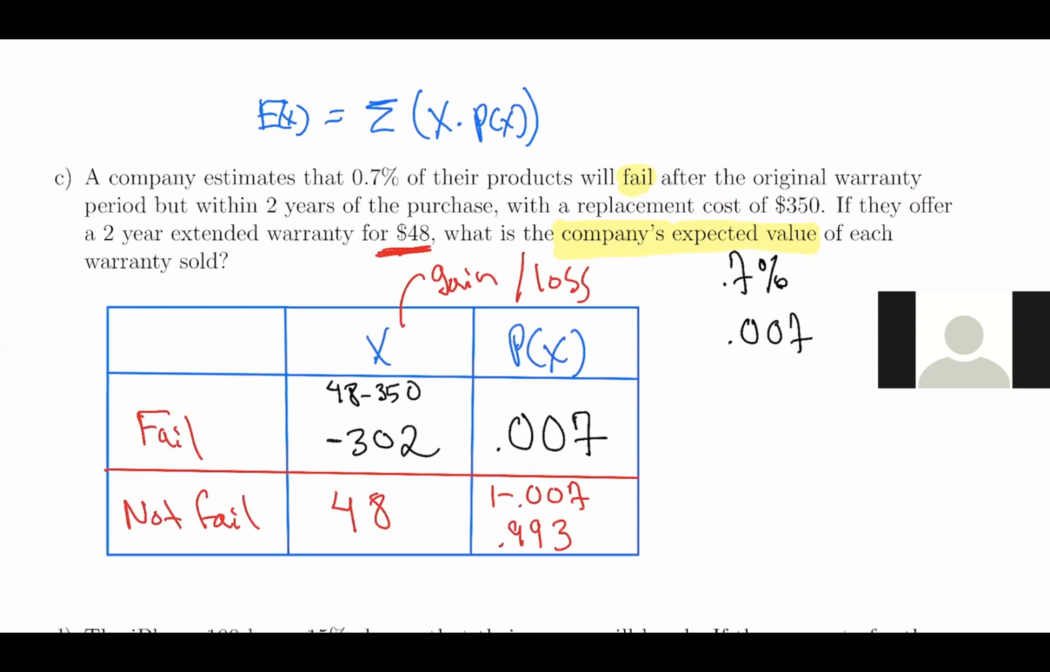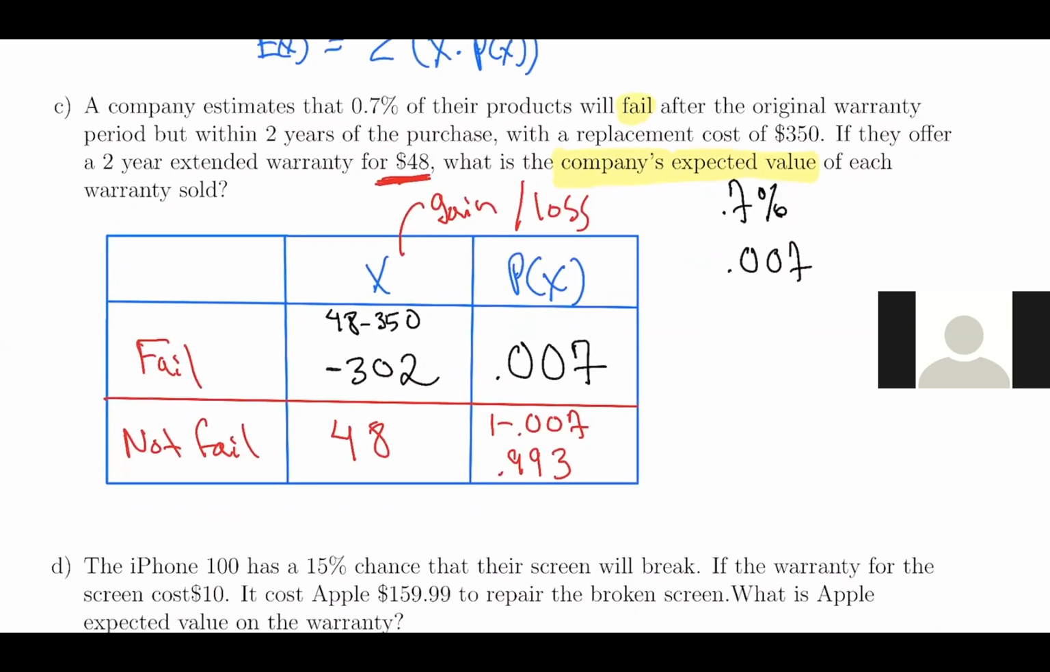Cool. Up next, we're going to multiply these two, and multiply these two. So we're going to say negative 302 times 0.007, and see what that gives us. Then we're going to do 48 times 0.993. I'm going to switch this over to Classcalc.